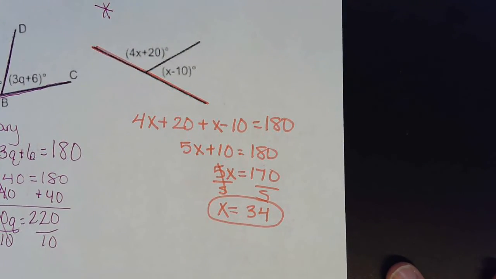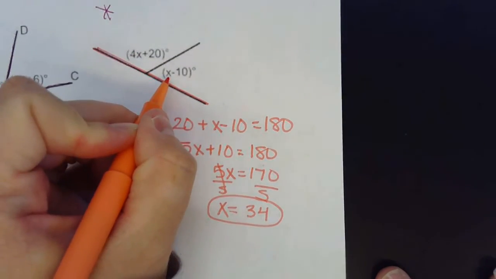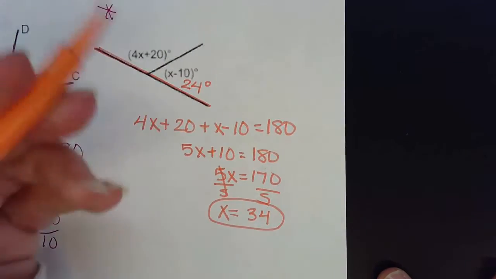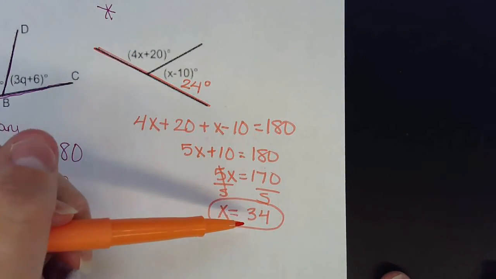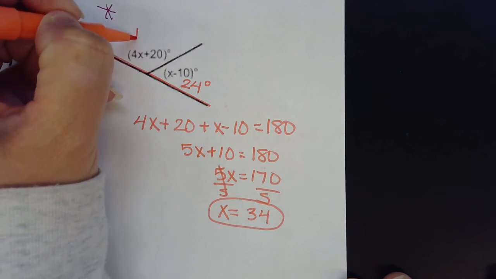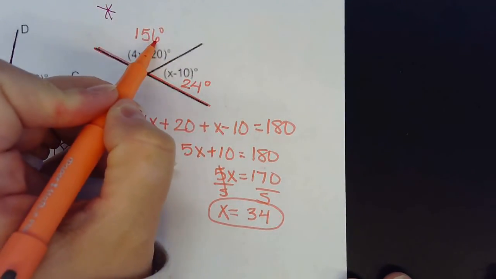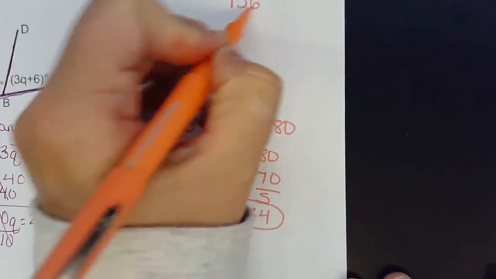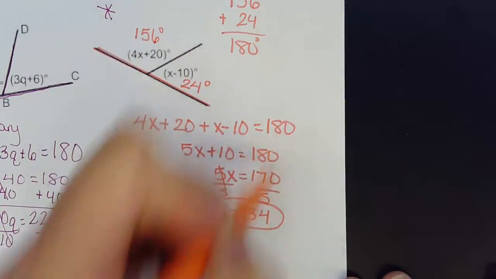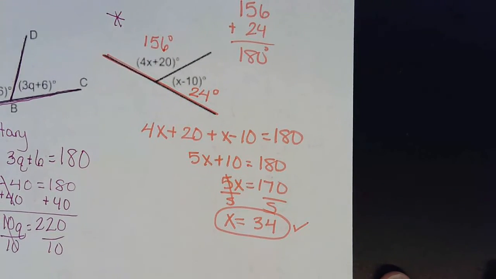After you get x equals 34, then plug it back in. This is the easy one to plug it back into. 34 minus 10. This angle right here is 24 degrees. 4 times 34 is 136. 136 plus 20 is 156. And this is how you can check it too. 156 plus 24 does equal 180. So that's how you know that had to have been right. It's a good way to check yourself.